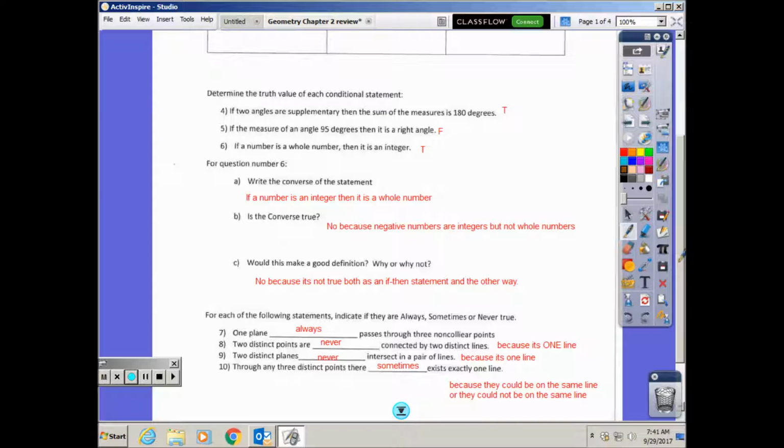So for number 4, if 2 angles are supplementary, then the sum of their measures is 180 degrees. That's true, because supplementary means they add up to 180 degrees.